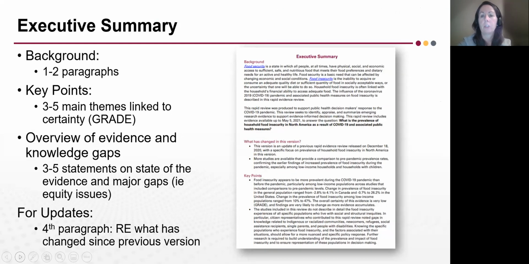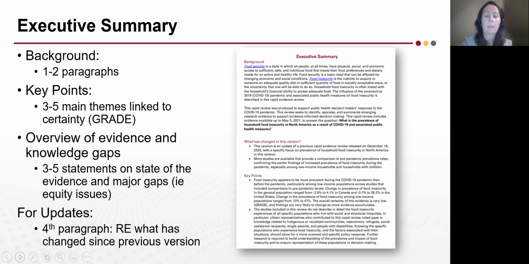So in terms of page 2, the executive summary will look like this. It'll have a background section, not more than 1 to 2 paragraphs. Our key points, so what were the most important key things that we found in terms of that synthesis, and each of those is linked to a grade statement. We then provide an overview of the evidence and identify if there are any knowledge gaps. That's usually 3 to 5 statements.